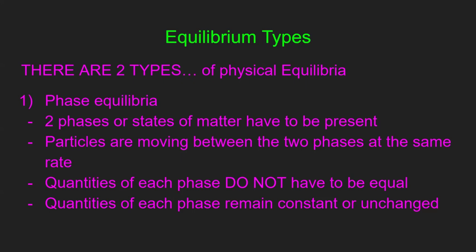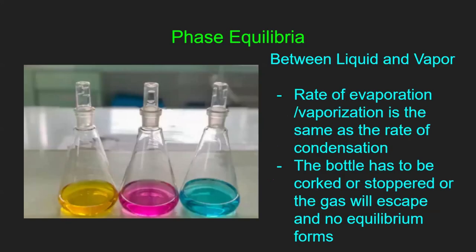You've got particles moving between the two phases at the same speed, but the quantities of each phase don't have to be equal. That way, it does look like the quantities of each phase are staying totally constant.